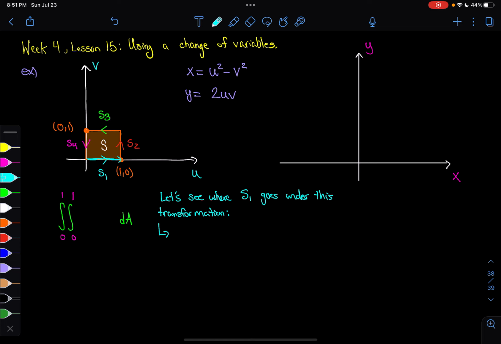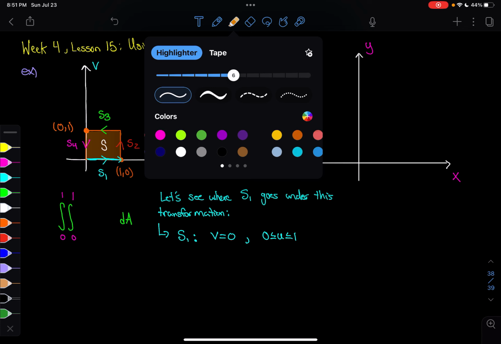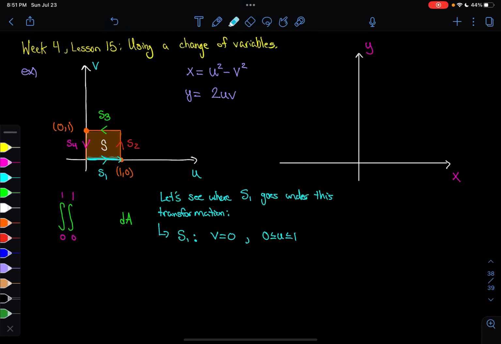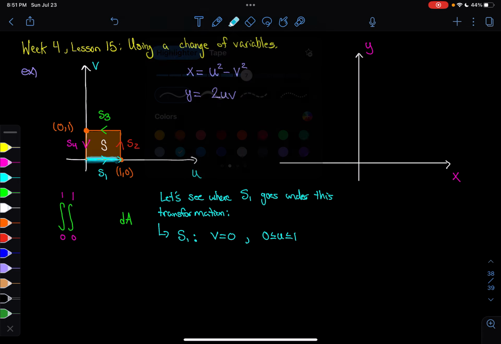We want to describe this part of the square. That part of the square right there, S1, is just a line. It's v equals 0. And v equals 0 so long as u goes from 0 to 1. So that is specifically this little segment right here at the bottom. That's my S1.